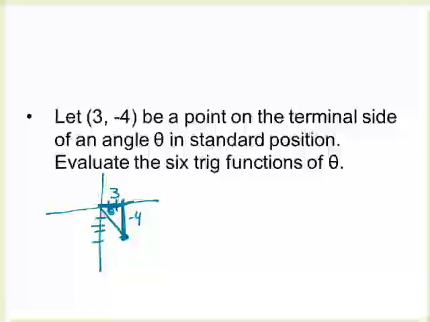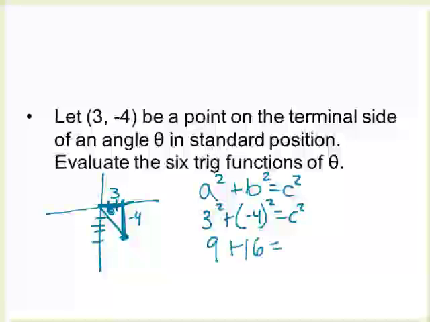Then, a couple days ago, we learned how to find a third side of a right triangle, or we reminded ourselves how to do that. How do we do that? Pythagorean theorem. So we will apply that here. 3 squared plus -4 squared equals c squared. 9 plus 16, since -4 squared is positive 16.